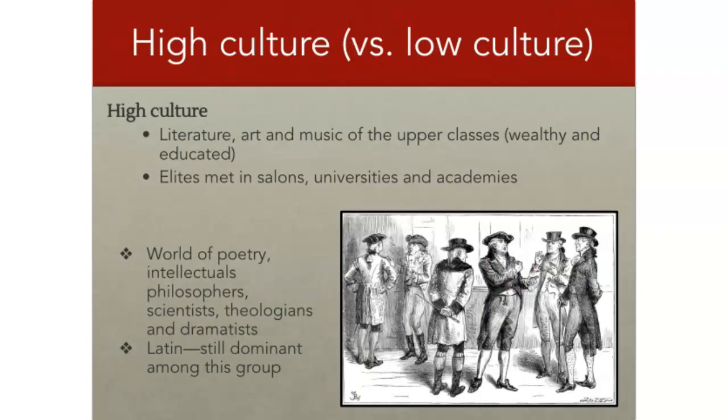High culture, when you hear the word high culture, that just refers to the literature, art, and music of the upper classes, the wealthy, the educated, and this has maybe a snobby connotation. The elite thinkers met in salons. People with a lot of money met in salons, often hosted by women, and they also met in universities and academies and liked to talk a lot. And they were more into the world of poetry, tended to see themselves as intellectuals, philosophers, scientists, theologians, and dramatists.